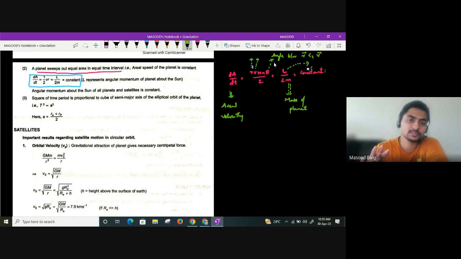So what does the second law state? A planet sweeps equal areas in equal time intervals. Areal velocity will remain constant. It is given as r v sin theta by 2 or L divided by 2m.